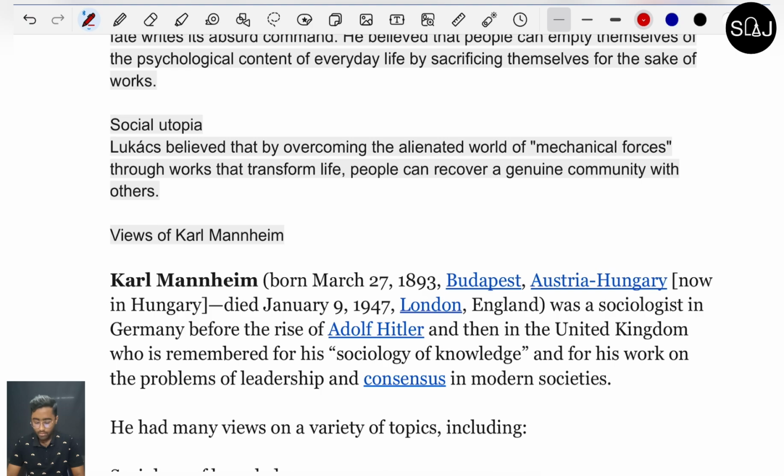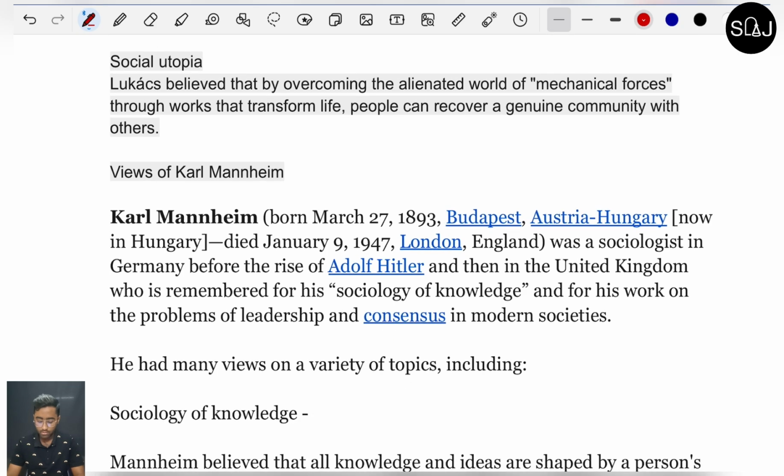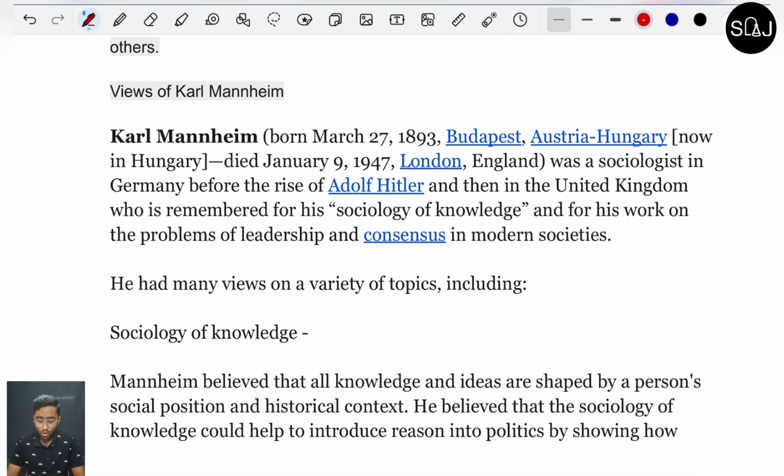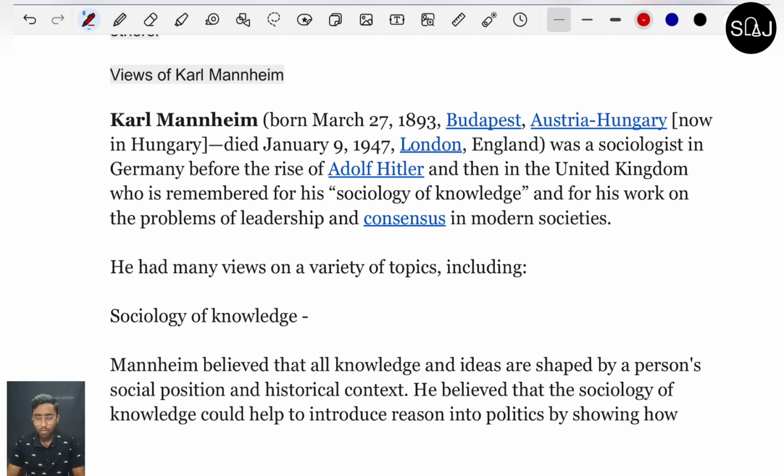Social utopia. Lukács believed that by overcoming the alienated world of mechanical forces through works that transform life, people can recover a genuine community with others. Now we come to the views of Karl Mannheim.